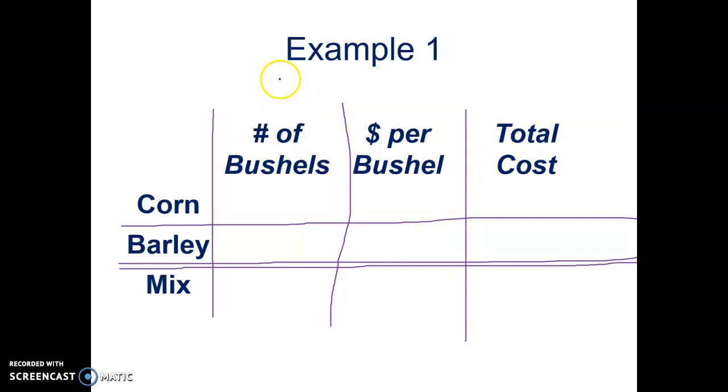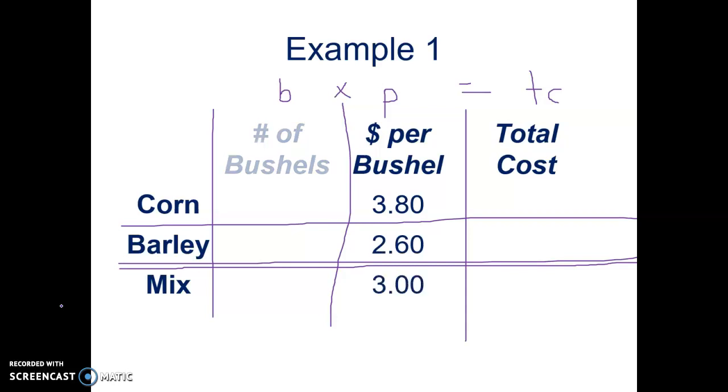The number of bushels, so I'm going to put a B for bushels, times the price per bushel is going to equal our total cost. So let's say we had 2 bushels and they're each $2 a piece. 2 times 2, $4. So you guys can hopefully see the logic in that. Based on the example, let's fill in what we know. We know that the price per bushel for corn is $3.80. And we know the price per bushel for barley is $2.60. And we know that once we mix it together, our new price per bushel is $3.